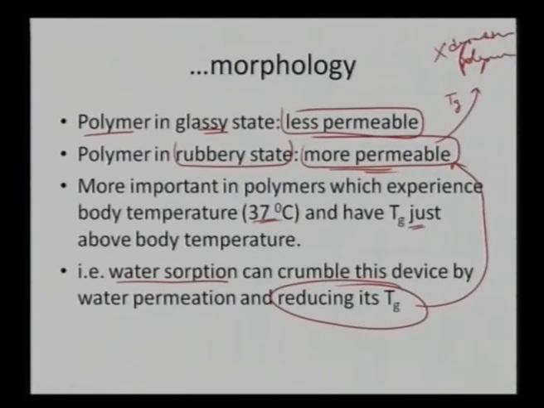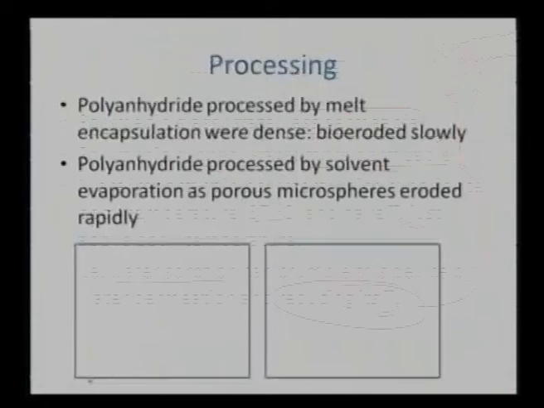So that is what is happening: if the temperature is above the Tg, the material will become very flexible and much more permeable, and that will lead to the overall rapid degradation of the polymer.